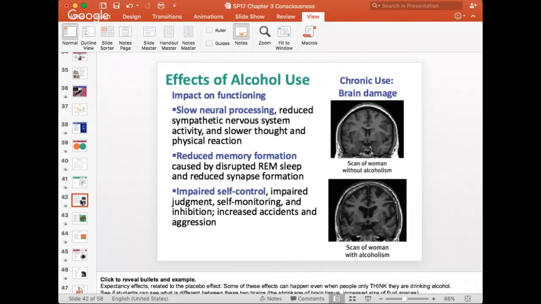We'll talk about memory later in the memory chapter, but a student asked me once about blacking out and how come you don't remember anything if you're under the use of alcohol. And it all has to do with the fact that those messages don't get sent to your memory. Things that happen under the influence of alcohol sometimes don't get formulated, because when you're under the influence of alcohol, you don't go into REM sleep.